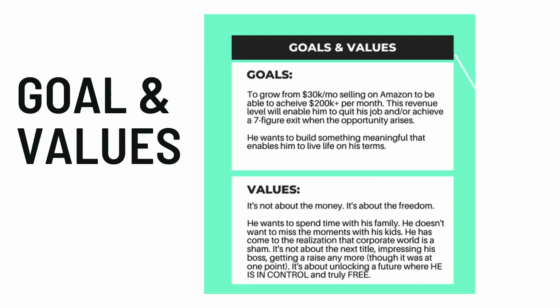So in this case for Michael, I just wrote down the goals as to grow from $30,000 a month selling on Amazon to being able to achieve $200,000 plus per month. This revenue will enable him to quit his job and/or achieve a 7-figure exit when the opportunity arises. He wants to build something meaningful that enables him to live life on his terms.